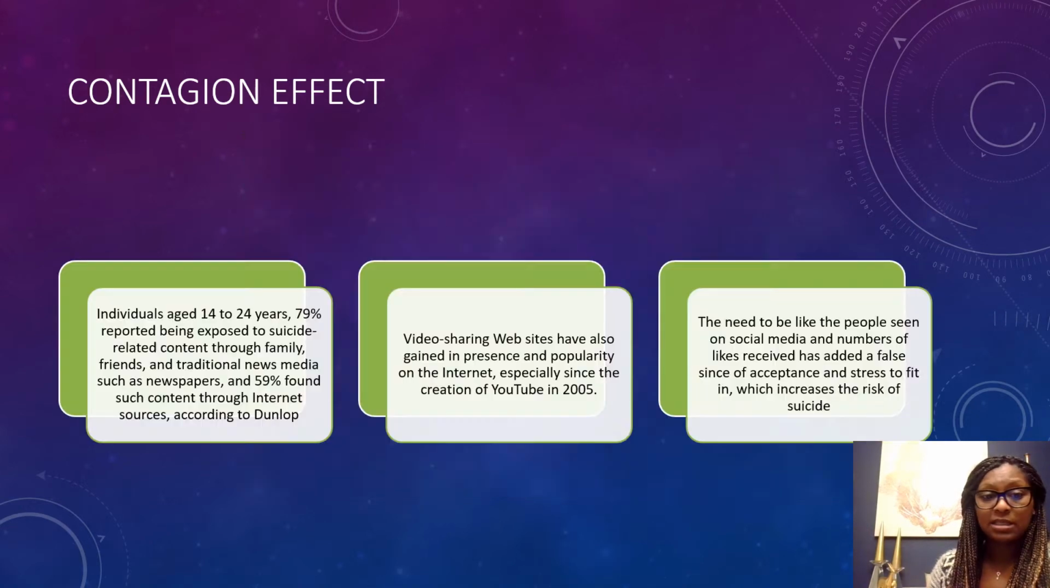So what is the contagion effect? It's individuals aged 14 to 24, 79% reported being exposed to suicide related content through family, friends, traditional news media, which is television. I guess that's like the true form of, well, newspapers was first, but it's all of media, digital. Also, 59% found such content through internet sources as well, according to Dunlap. As I was stating earlier, video sharing has also gained a presence and popularity on the internet.